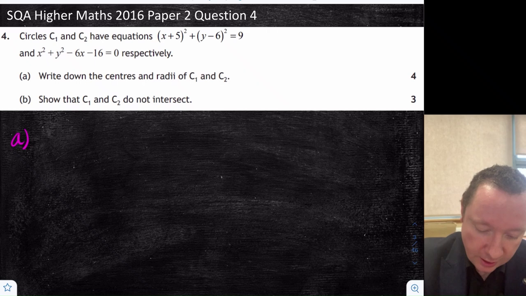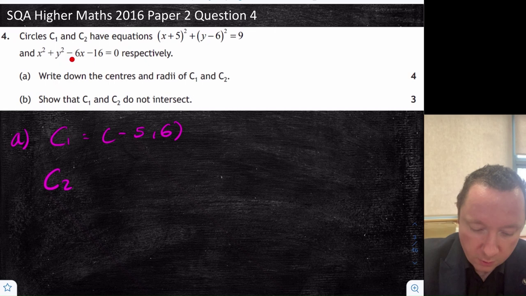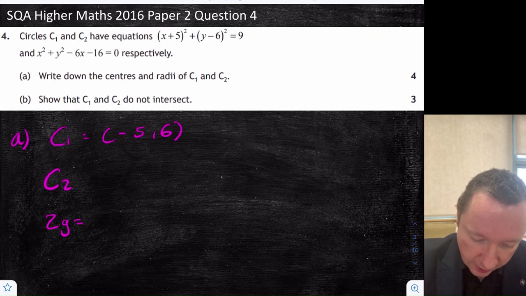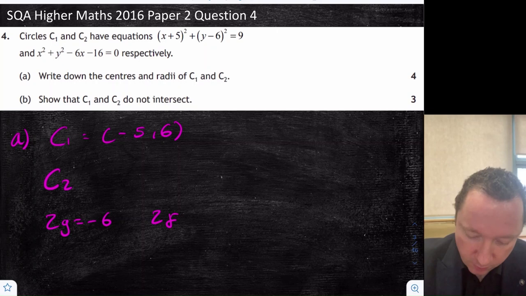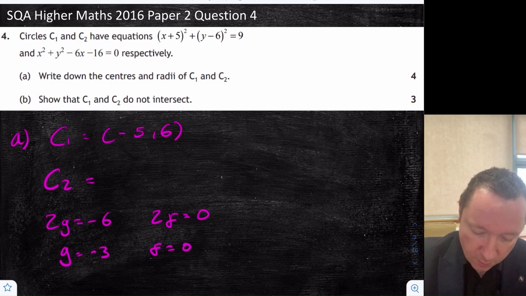And for circle 2, well, we're going to have to do some work. So we call the number in front of x 2g. So if I say 2g equals minus 6, and the number in front of y we say is 2f. Well, there's no y term, so that's 0. So g is minus 3, and f is 0. And the centre is defined as minus g, minus f, so that is going to be (3, 0).